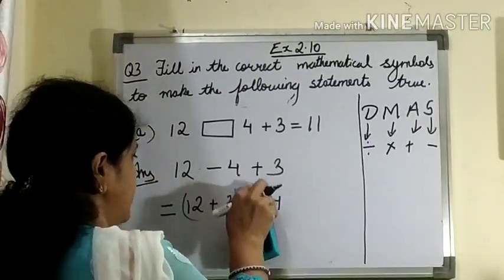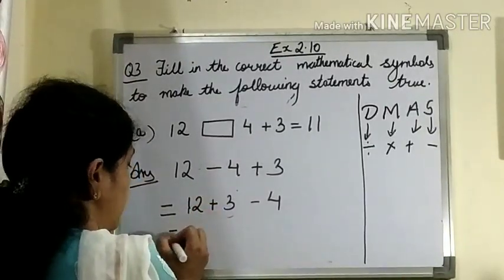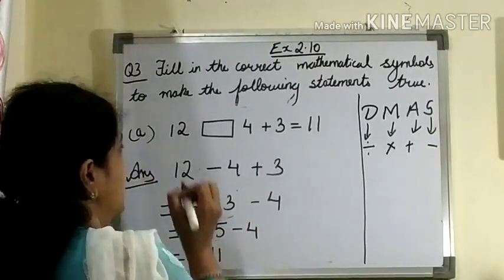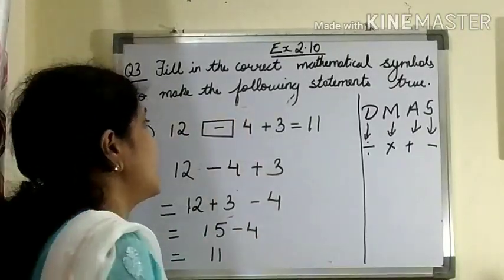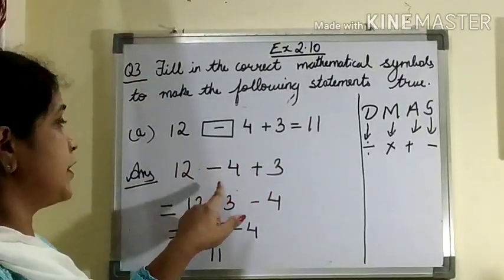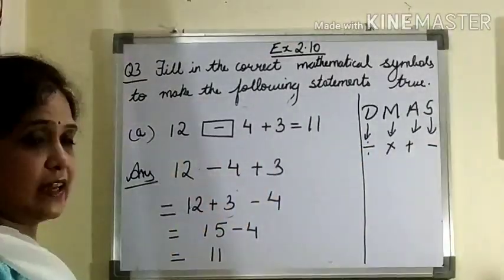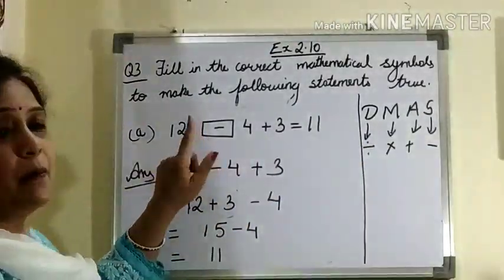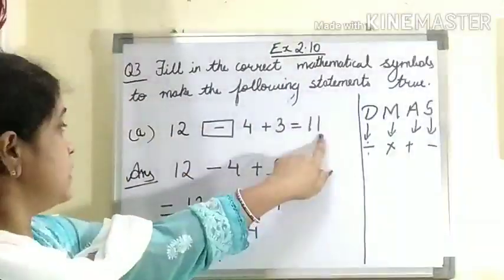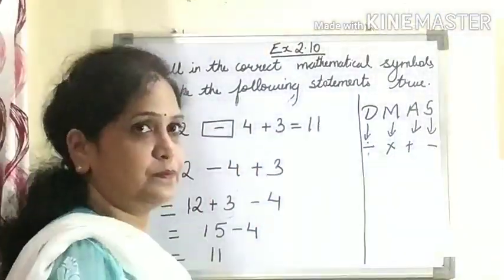So it will be 12 plus 3 minus 4. Don't put the bracket, just write rearranging. By rearranging, 12 plus 3 minus 4 becomes 15 minus 4, and the answer comes 11. So which symbol will it be? The exact symbol will be 12 minus 4 plus 3. First I tried division, multiplication, and addition, and last I came to the conclusion that the symbol here is minus. If the symbol is minus, then my answer is exactly what is given. Similarly we will do B1 also.